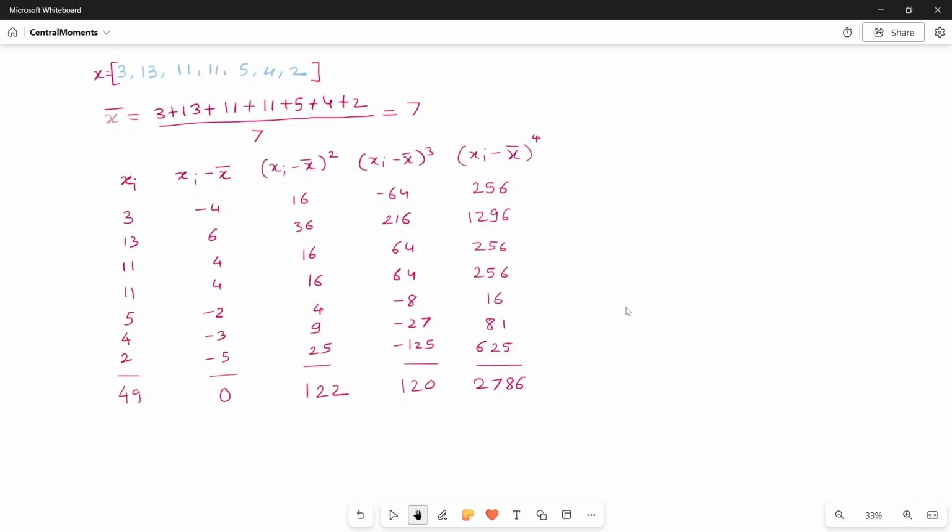So hello everyone. We'll take the same example, and as you can see, we already have calculated these columns: xi minus x bar square, xi minus x bar cube, and xi minus x bar raised to power 4. And we have also calculated their sums, right? So we have to do nothing else but simply divide these sum values by n, that is 7. So for example, m1 is 0.